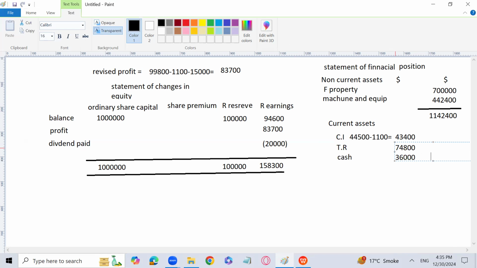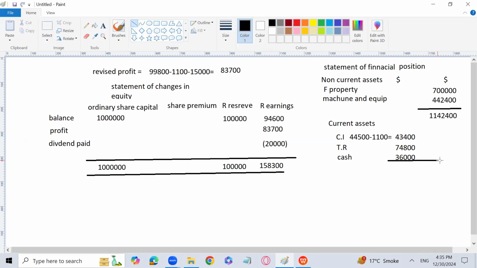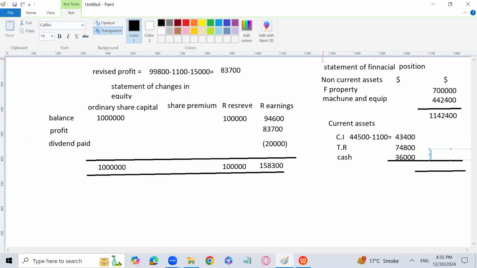Yes, I have written. So the total of current assets will be 154,200, and total assets we will calculate by getting the total of the non-current assets and the total of the current assets. We'll get the total assets.